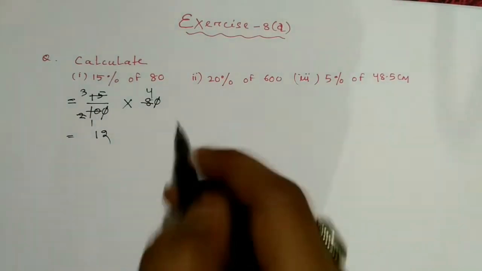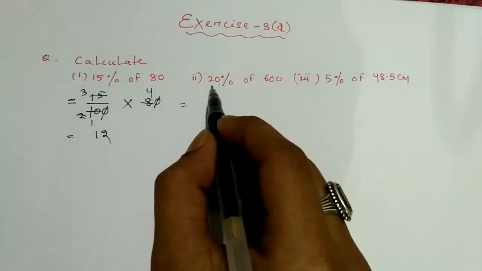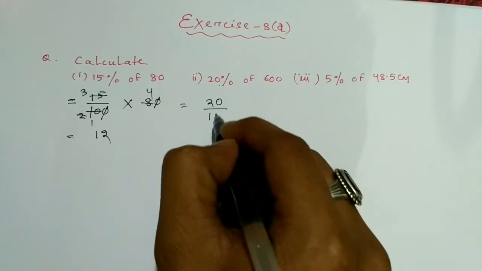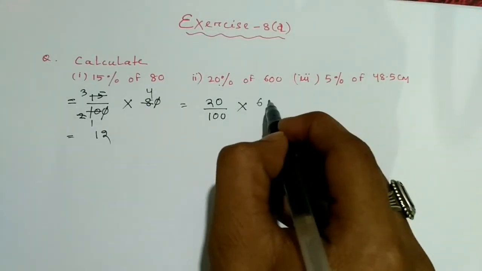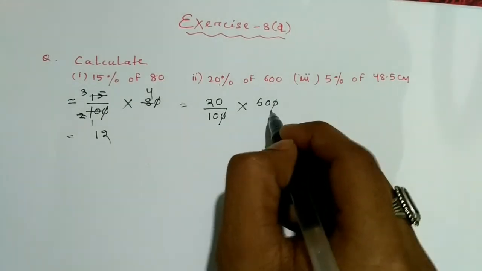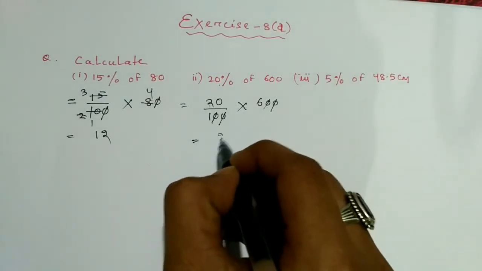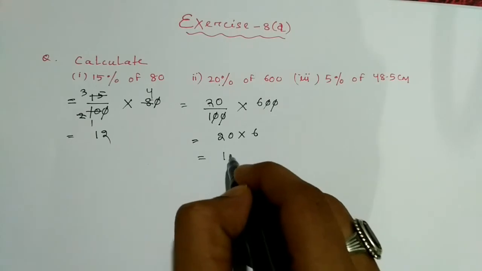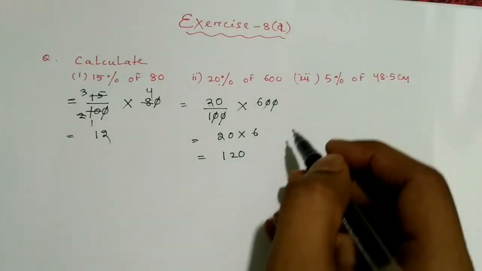Do it. So 20% of 600. 20% means it is 20 divided by 100. Of means multiplication with 600. So 10, 10, 10, 10 got cancelled. So it will be 20 into 6, that is 120.